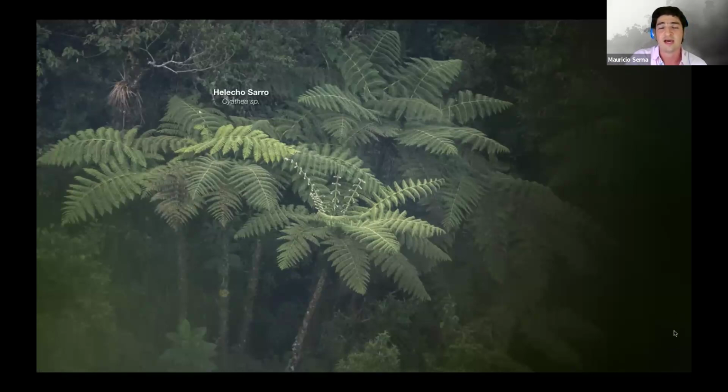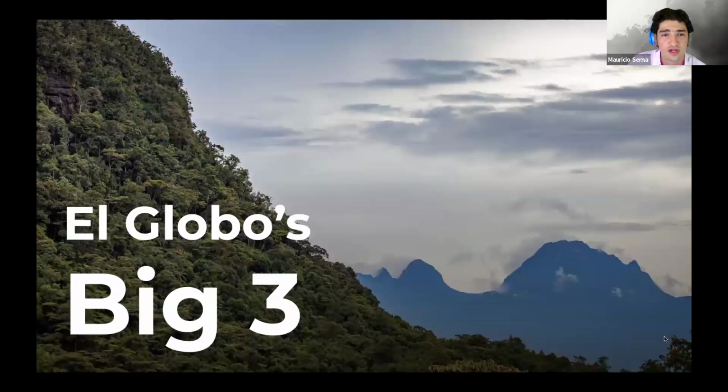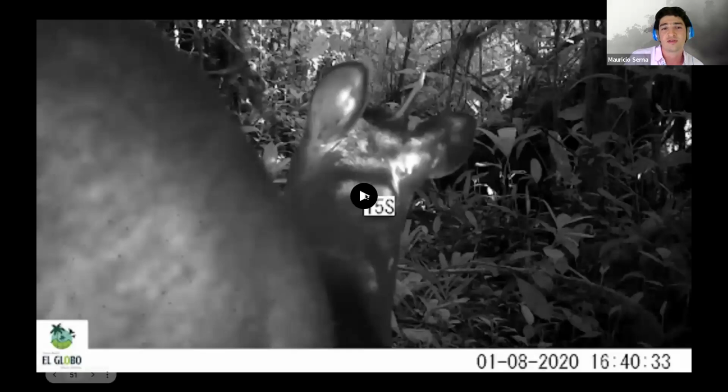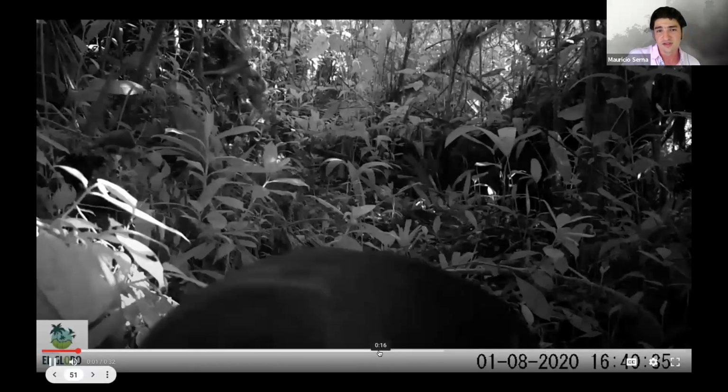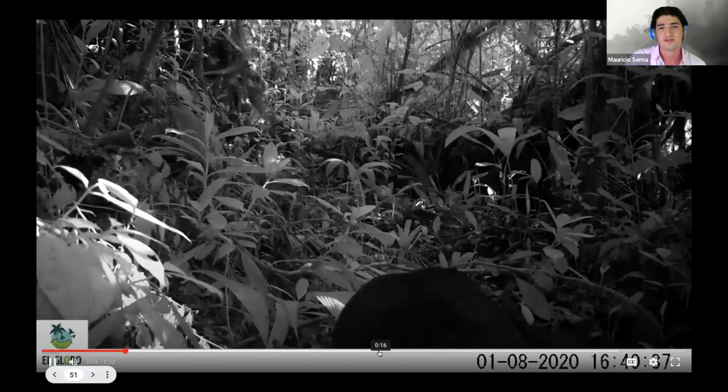Go ahead, Dave. And now I'm going to show you El Globo's big three. That means the three biggest mammals that we have in El Globo. This is a deer, a really beautiful deer.